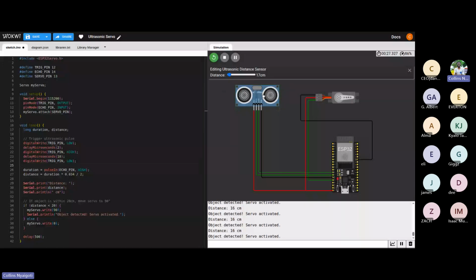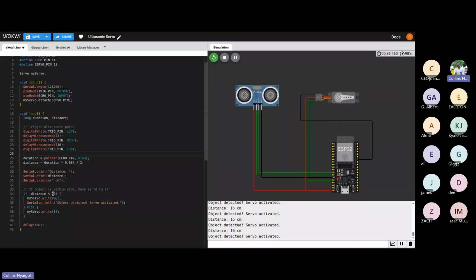the servo is... the data is sent to the microcontroller where you see the distance, object detected. The distance is 60 meters. This distance is less than 20 meters, which I've set here.